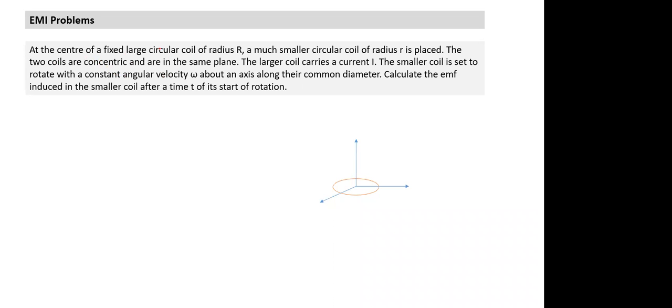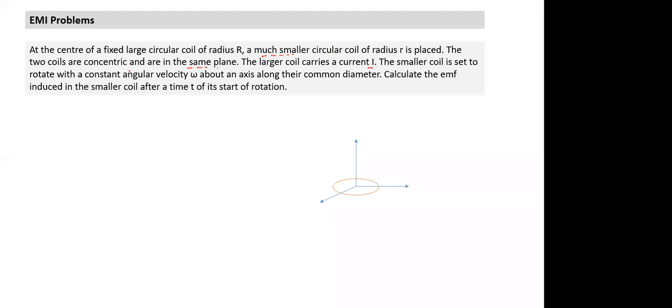At the center of a large circular ring, a much smaller ring is placed. So there are two concentric circular rings. One is large, the other is placed at the center, and they are in the same plane. So what are the things we notice? There are words like "much smaller." And I also noticed they are placed in the same plane. The larger coil carries current I, so it will create a field also.